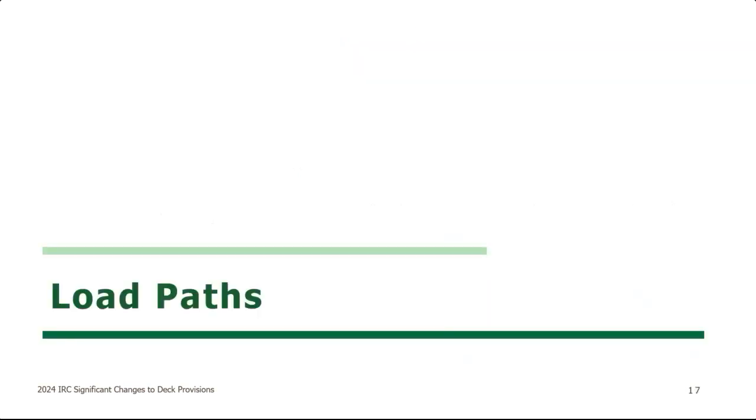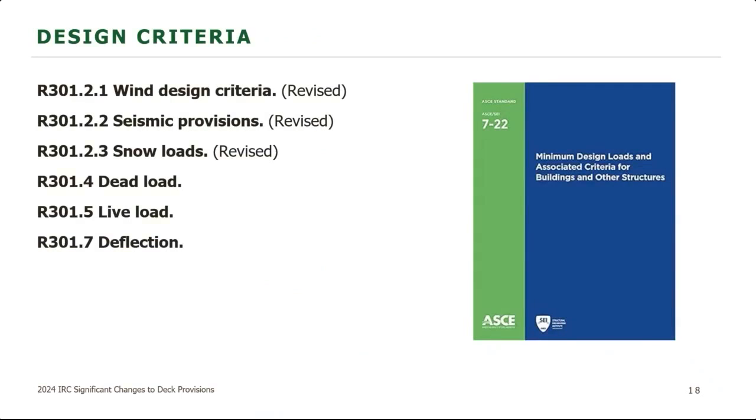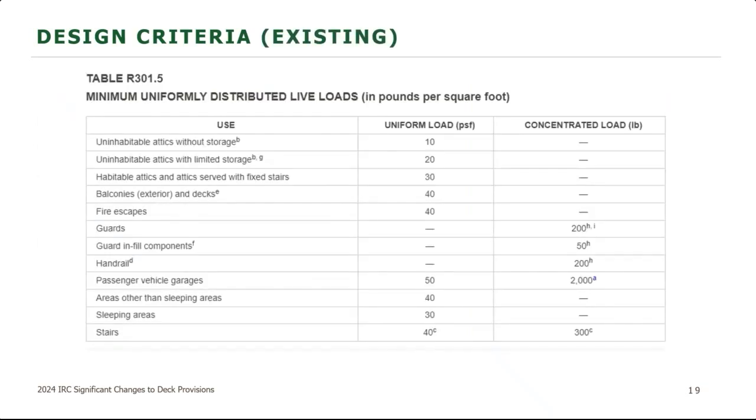Okay, so that's some of the basic information found in chapter 1. Now we're going to move on to the loads that are affecting the decks. All the load sections were slightly updated in the 2024 IRC to comply with ASCE 7-22. There were significant changes to the wind, seismic, and snow loads. Again, they don't really affect decks all that much, but I just wanted to make sure that you were aware of those.